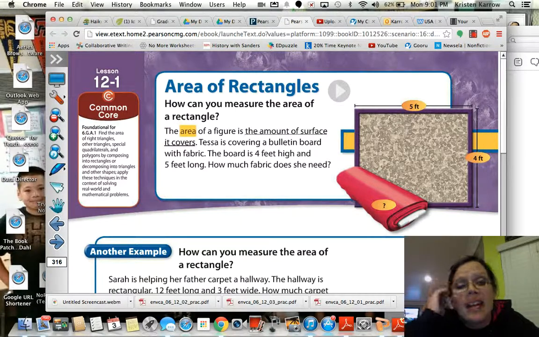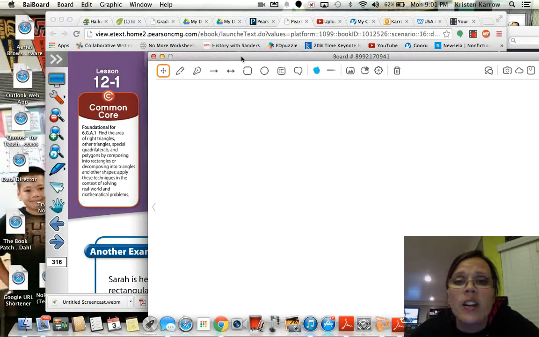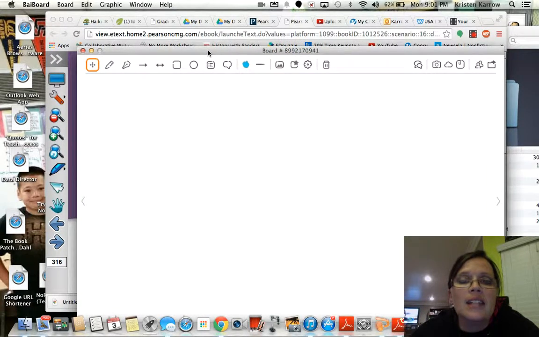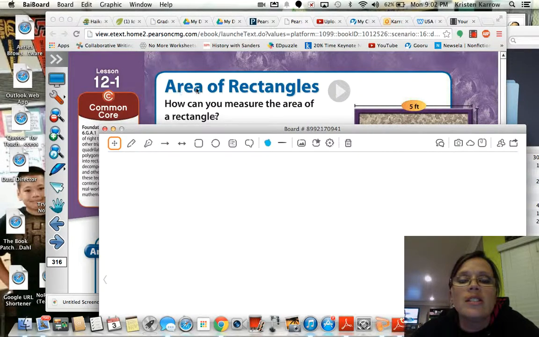For math today, we are going to be focusing on the following standard. You need to start 2-column notes. At the top, you're going to title it Area of Rectangles. You can see that right here, Area of Rectangles. It comes from lesson 2-1 in your math.